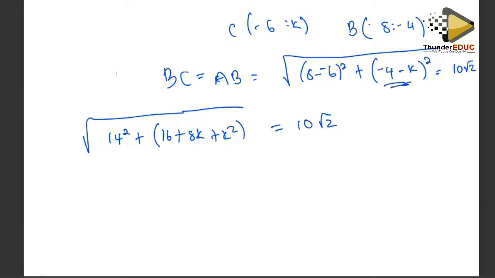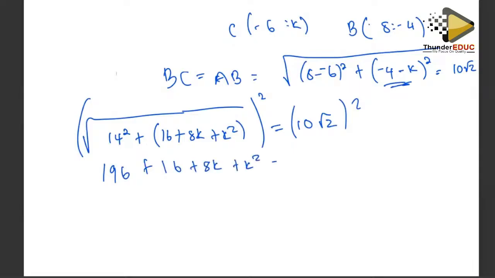Okay, I'm just opening this square bracket. Then I need to square both sides to get rid of the root sign. So 14 squared is going to be 196 plus 16 plus 8K plus K squared must give me 100 times 2, which is 200.